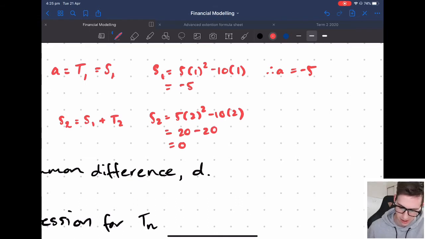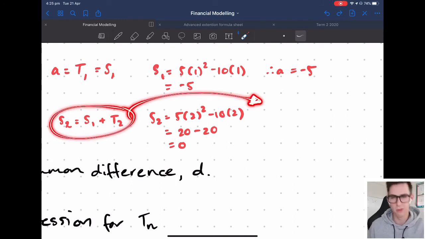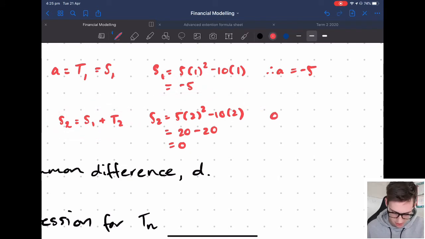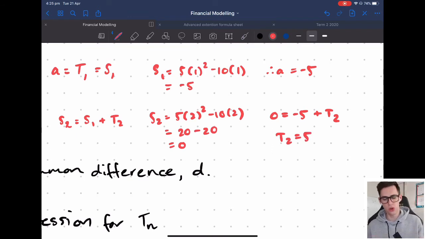So all we need to do now is we say, okay, well, the second, I'm just going to write this over here, but I'm not going to write the formula out again. I'm just going to pop in S2 as 0, S1 was minus 5, and T2 is what I'm finding. Again, I'm going to get it on its own by adding this 5 onto the other side. And I get that the second term in this series is 5.